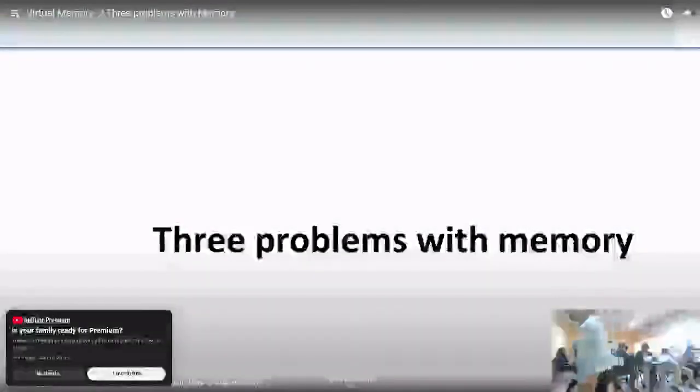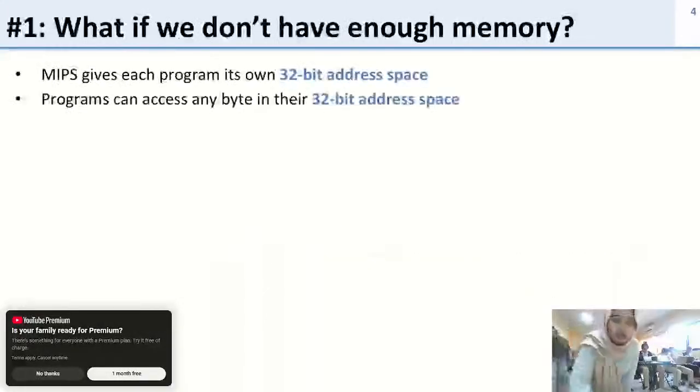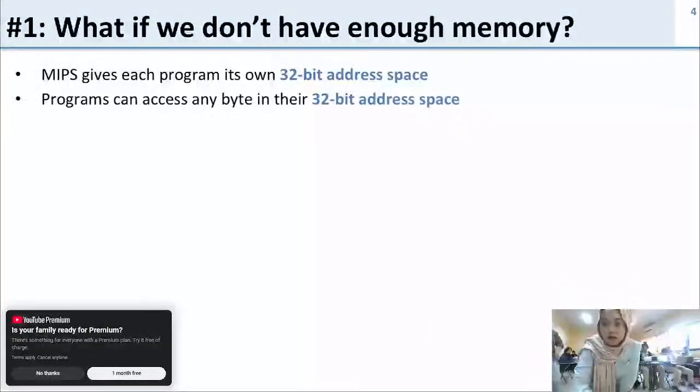So let's start off with three problems that we have with memory, as we've described it so far in MIPS. The first of these problems is, what if we don't have enough memory? Remember, MIPS gives each program its own 32-bit address space. When we do load word or store word, we specify a 32-bit address. That means programs can access any byte in their 32-bit address space. So the MIPS ISA makes this promise that every program can access 32 bits of address space.